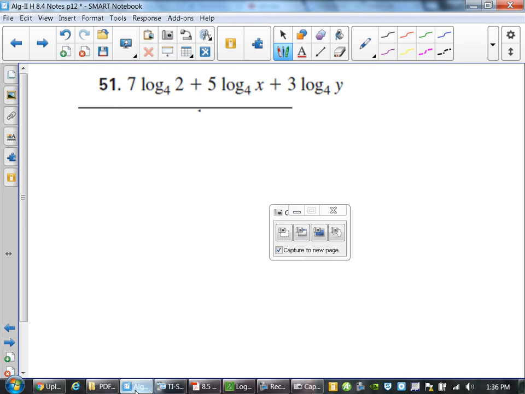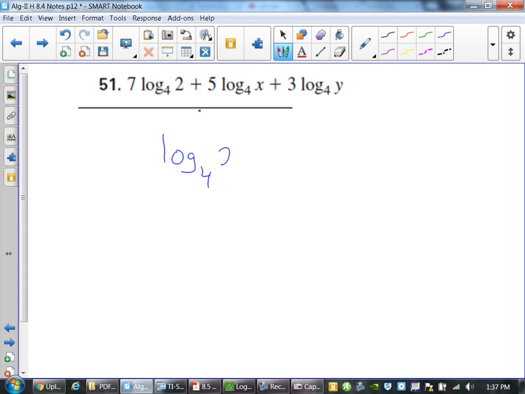Notice when you have this thing, there's addition between the 3 separate logarithms, which means what are you putting all this together to do? Multiplying. Everything's got to be multiplied. So you're going to have a log base 4. Well, it's 7 log base 4 of 2, which means it's 2 to what? 5 log base 4 of x. And that's how this is going to work.